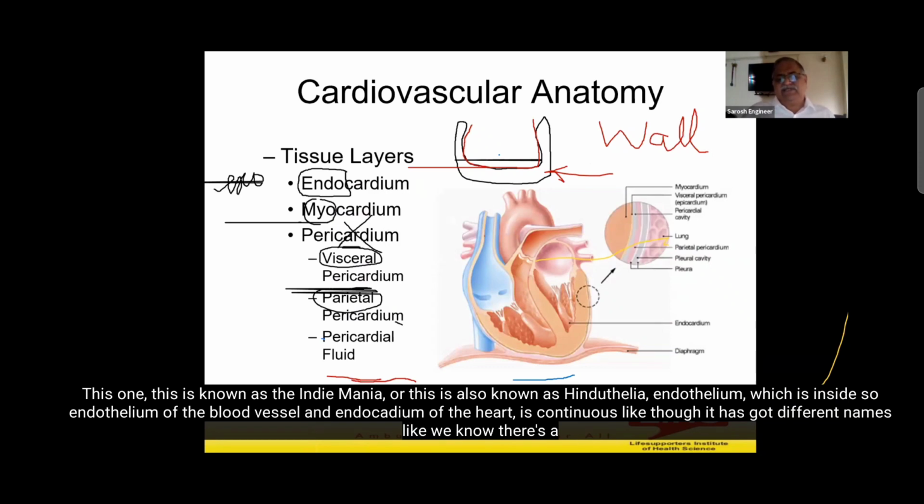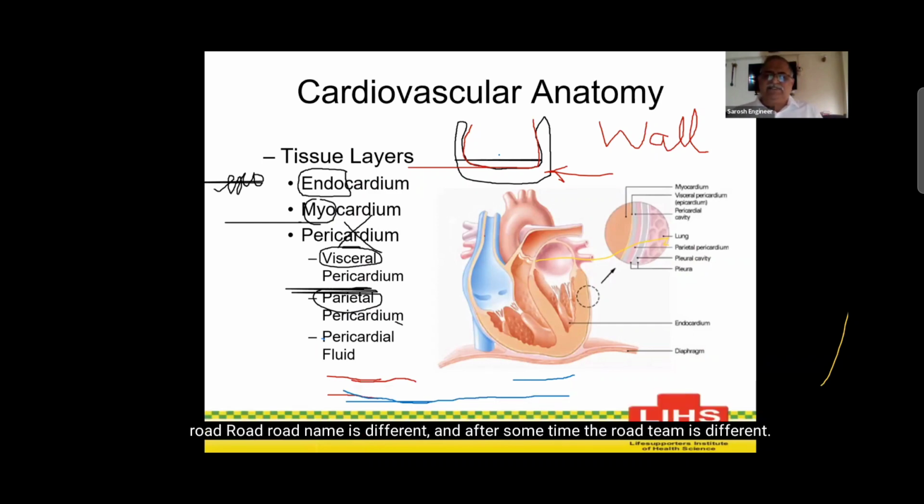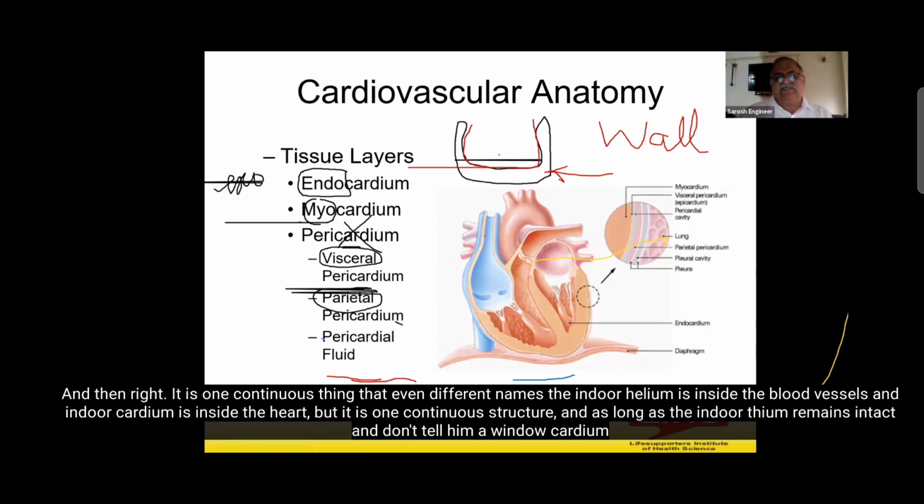Right? Though it has got different names, like we know there is a road name, and after some time the road name is different, it doesn't mean there are two different roads, doesn't mean we have to pick up our car from this road and put it on that road and then drive. It is one continuous thing. They are given different names. The endothelium is inside the blood vessels and endocardium is inside the heart, but it is one continuous structure.